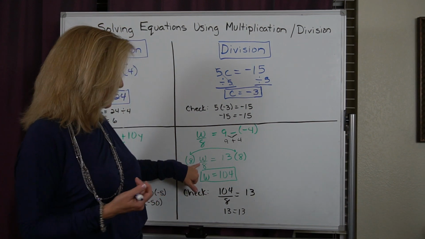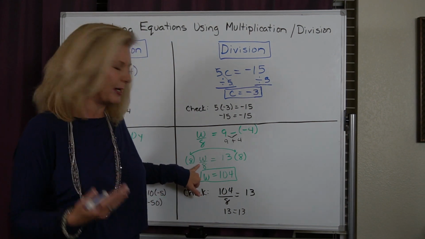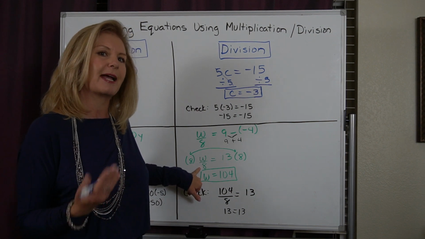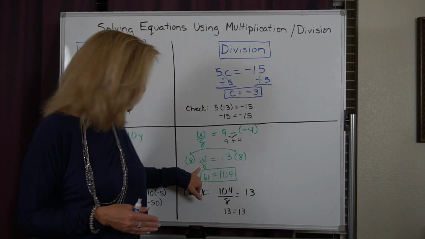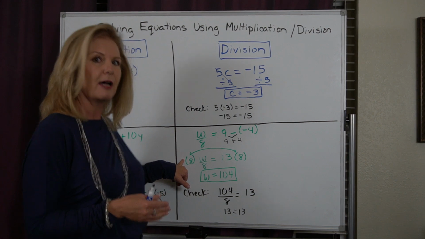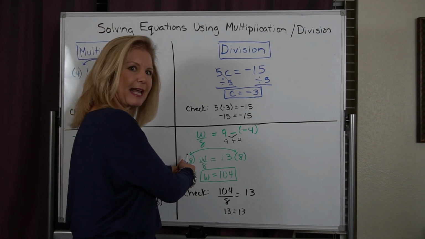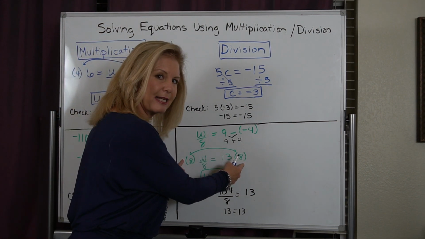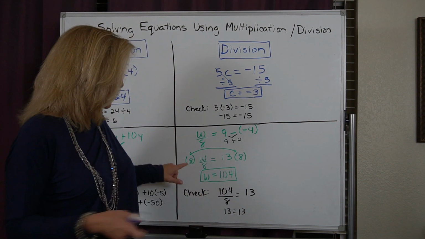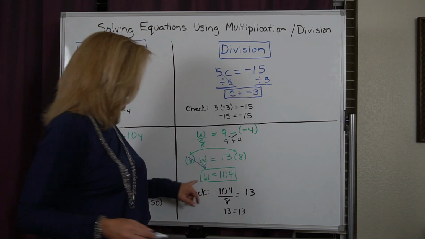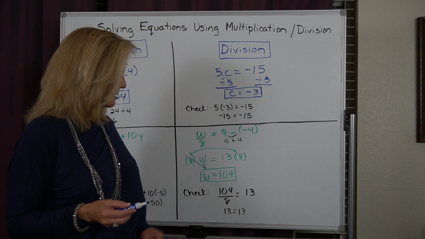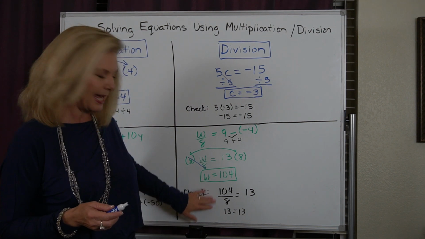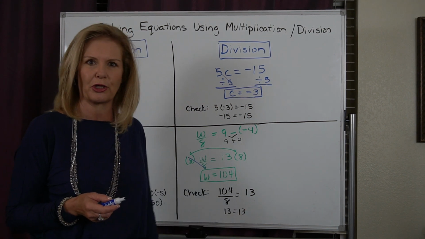Well, I need to get W by itself, so I need to get rid of this divided by 8. The way I do that is the inverse operation, which means I'm going to multiply by 8, but I'm out of balance unless I do the same thing to the other side. So when I do that, these cancel out, and I'm left with 13 times 8 is 104, and if I plug it in, I can see both sides equal 13.